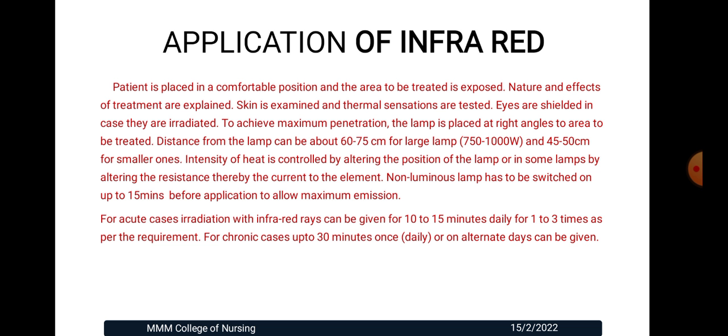To achieve maximum penetration, the lamp is placed at right angles to the area to be treated. The distance from the lamp can be about 60 to 75 centimeters for a large lamp, 750 to 1000 volts, and 45 to 15 centimeters for smaller ones. Intensity of heat is controlled by altering the position of the lamp, or in some lamps by altering the resistance, thereby the current to the element. A non-luminous lamp is switched on up to 15 minutes before application to allow maximum emission.